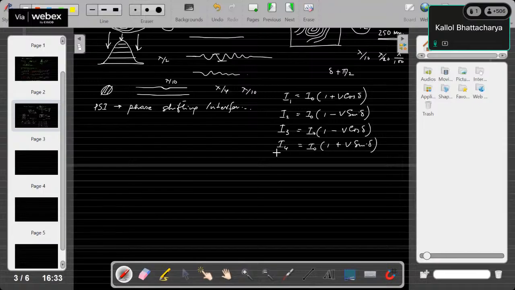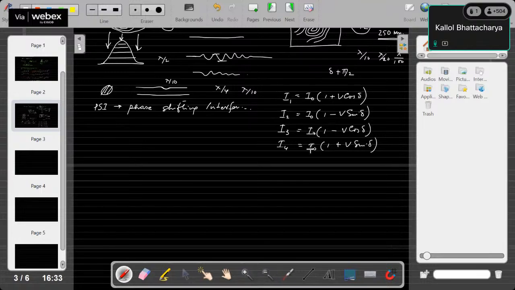we have to store these 4 frames in the interferogram, and that is all. The rest is software. And what is that? We have to do pixel by pixel algebraic manipulations. For example, you see we have 3 unknowns, I0, V and delta.